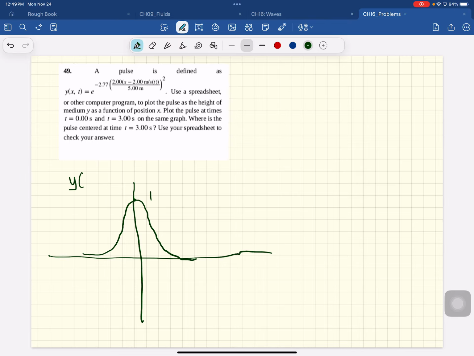So y, this is at t equal to 0. And this is at t equal to 3. At t equal to 3 seconds, it'll be 2 times 3, 6 seconds, and this will be centered around 6 meters. So that's how the pulse travels. You guys understand?